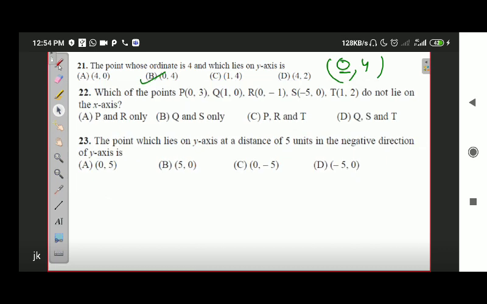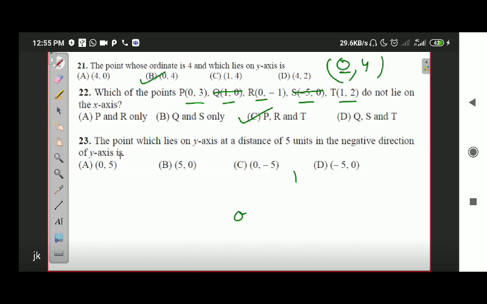Okay, question number 22. Which of the points P, Q, R, S, T do not lie on the x-axis? For lying on the x-axis, the ordinate part should be 0. S ordinate is 0, so it lies on the x-axis. The others do not lie on the x-axis. So the points are P, R, and T. C option.